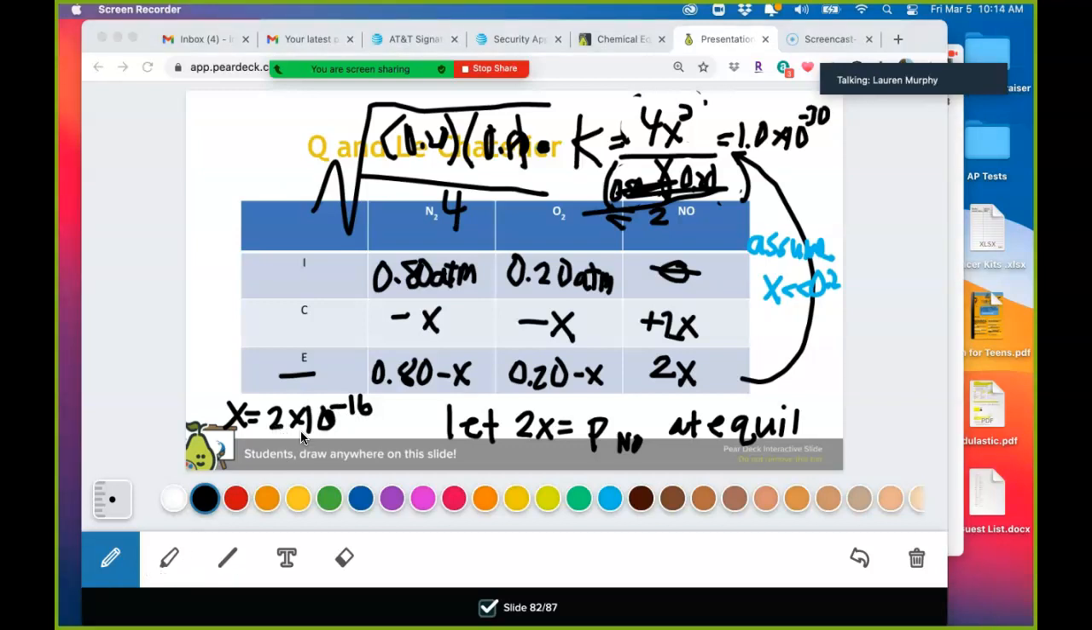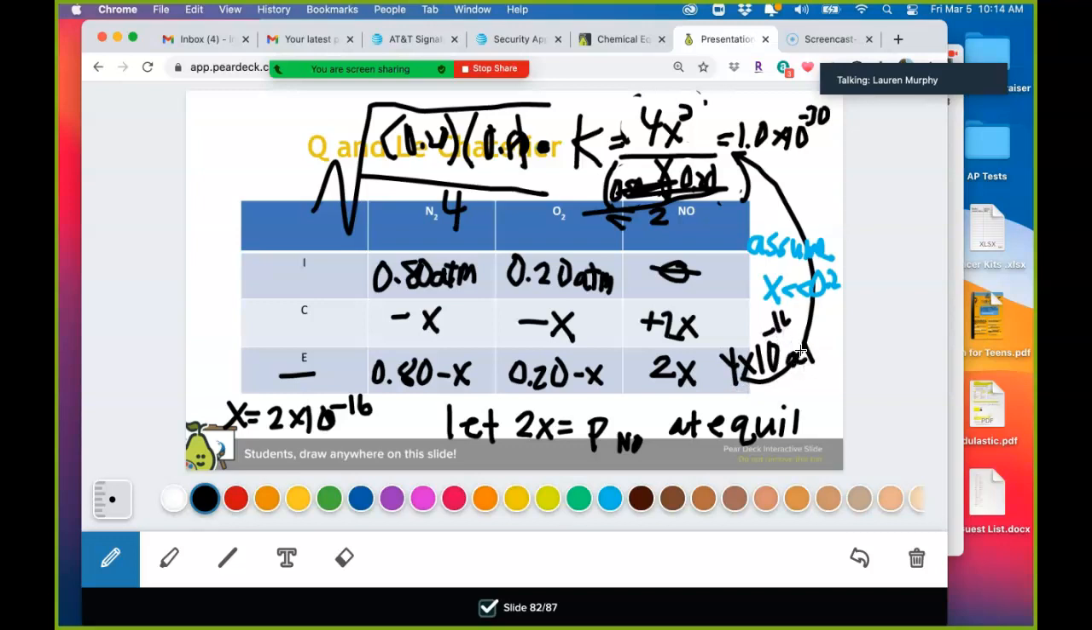So I got x to be 2 times 10 to the negative 17th. Well, that's really small, right? So we definitely know our assumption is true. 2 times 10 to the negative 16th is definitely much smaller than 0.2. So if I were to ask you the pressure of NO, this is in atmospheres, right? This is 2 times this number. So the pressure of NO is 4 times 10 to the negative 16th atmospheres at equilibrium.